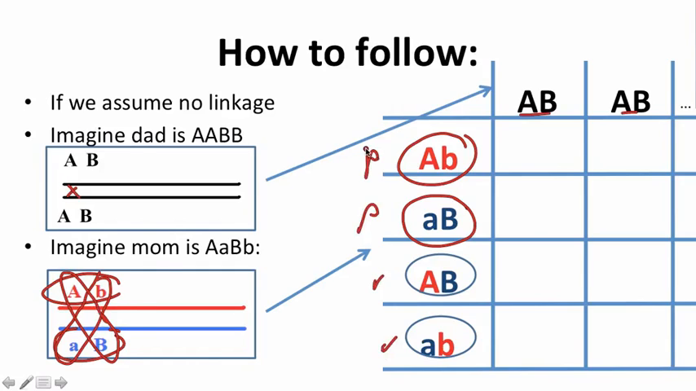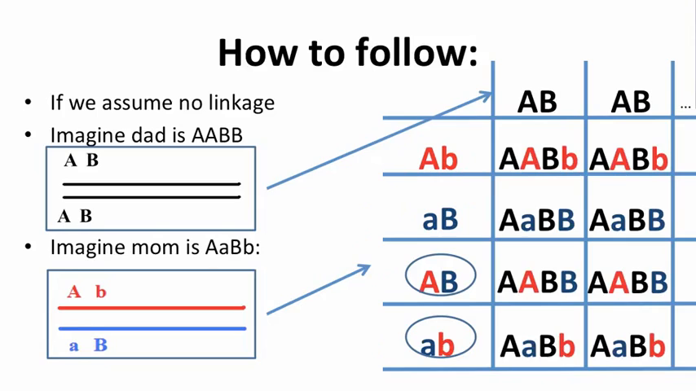And as a result, there's a lot more possible options that you can get out. So we can get, in this case, big A, big B, little b, big A, little a, big B, big B, big A, big B, big B, and big A, little a, big B, little b. So in this case, now we have 4 possible types of offspring rather than just 2.